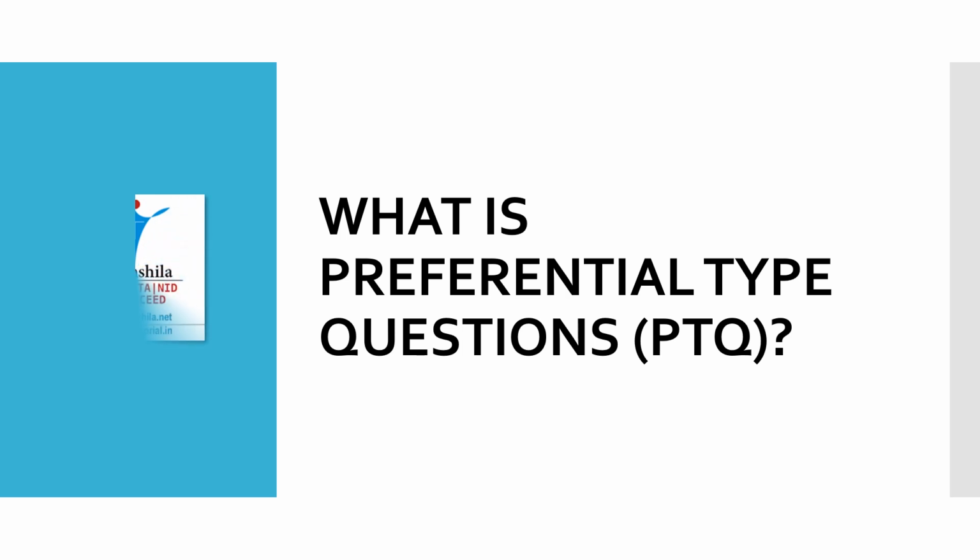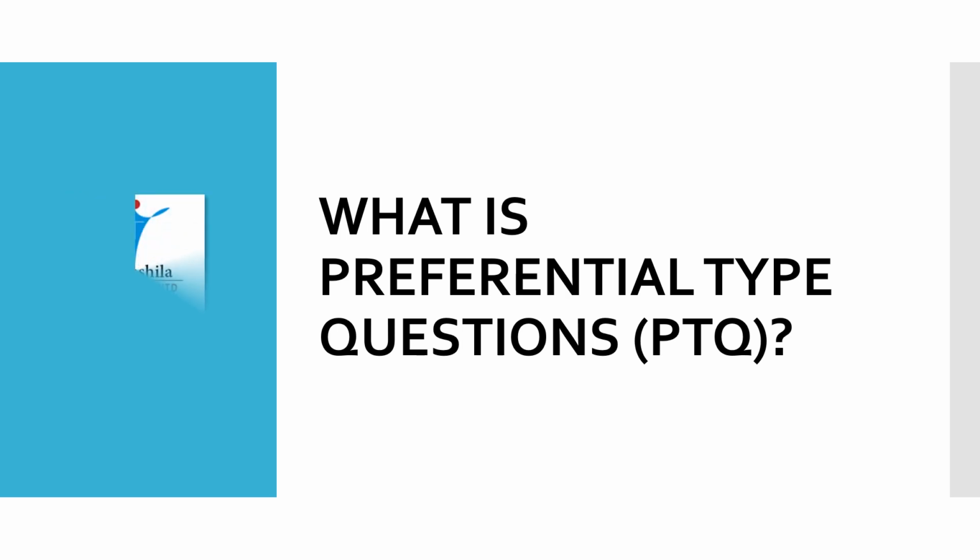Hello everyone. From the time NATA has changed its pattern and introduced PTQ, that is preferential type questions, every NATA aspirant is confused by what these kind of questions are. As per my understanding, there will be many types of PTQ questions. For example, a question may have more than one correct answer option, or a question will have many options which we need to arrange taking a logical approach.